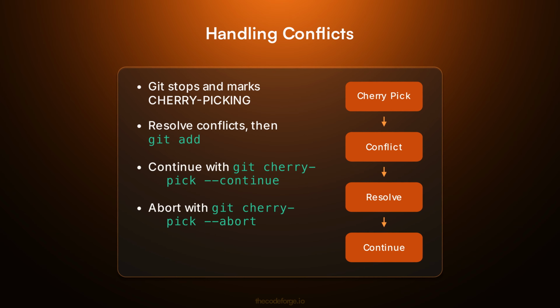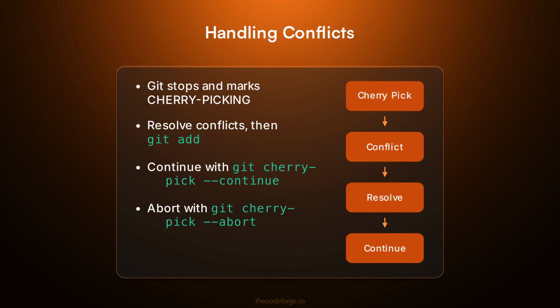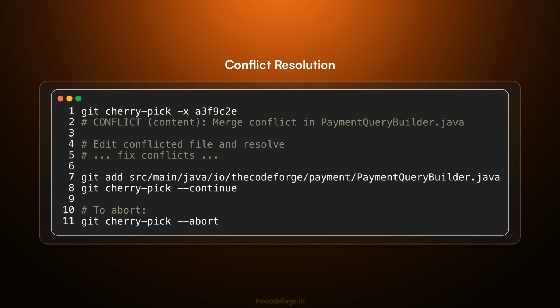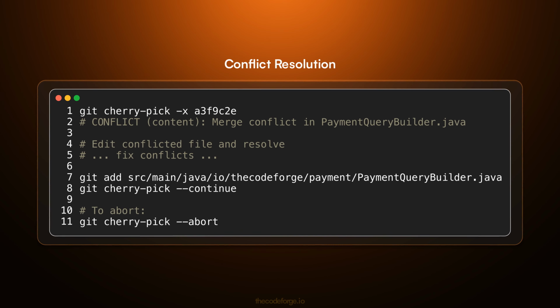If the cherry-pick conflicts, Git pauses. Resolve the conflicts, stage the files, and continue, or abort to go back to the start. When a conflict occurs, edit the file, stage it, and continue. The abort option restores the branch to its pre-pick state.